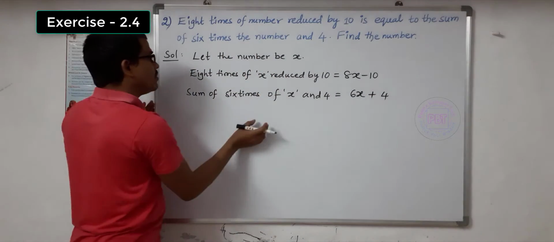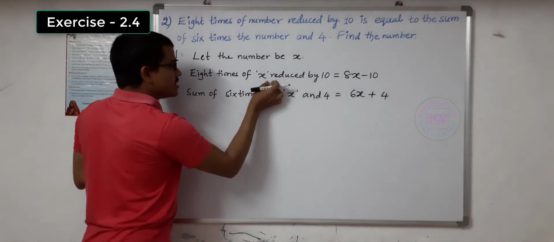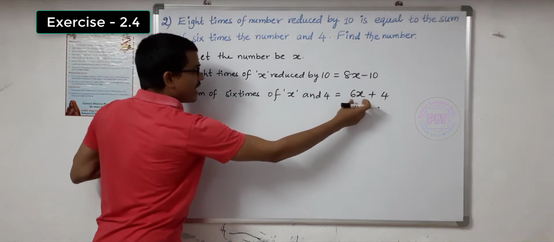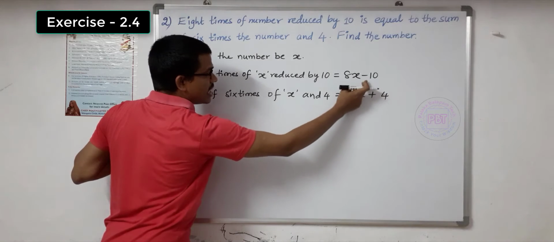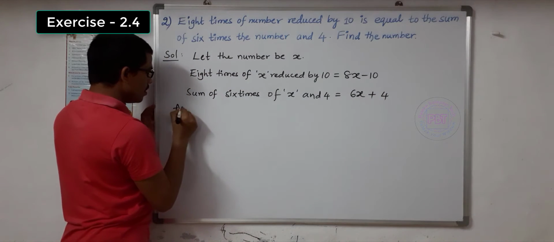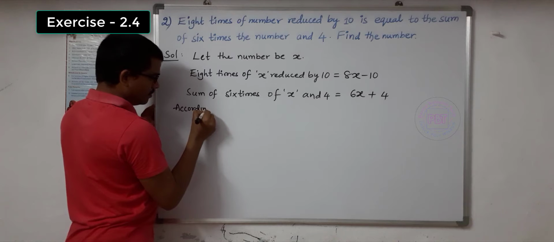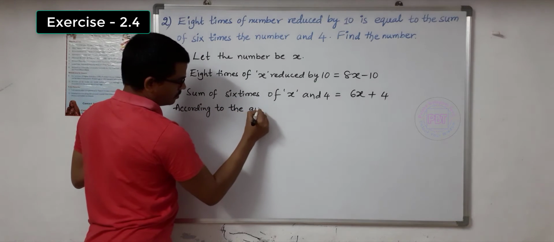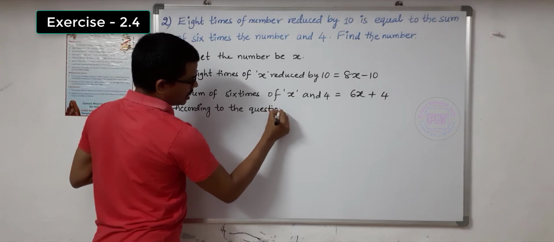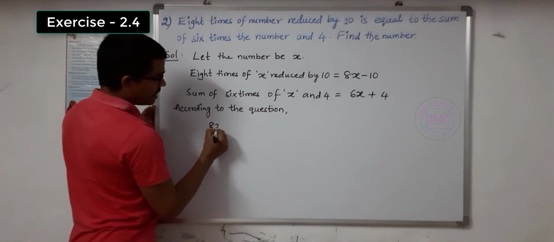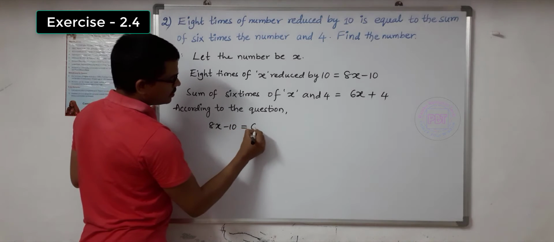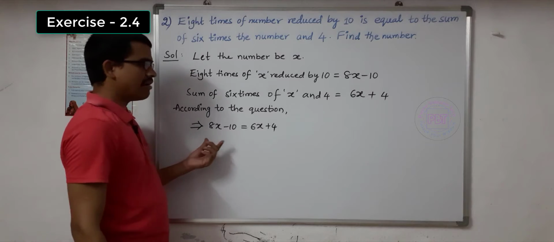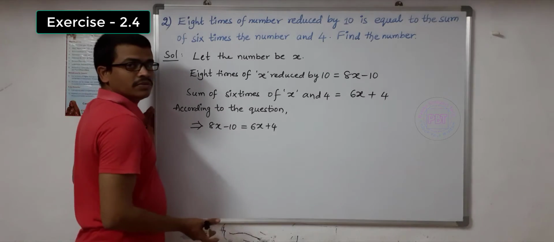Okay. Now according to the question, 8 times of x reduced by 10 is equal to the sum of 6 times of x and 4. It means these two are equal according to the question. According to the question, 8x minus 10 is equal to 6x plus 4, isn't it? Now this is the required simple equation. I am going to solve it.